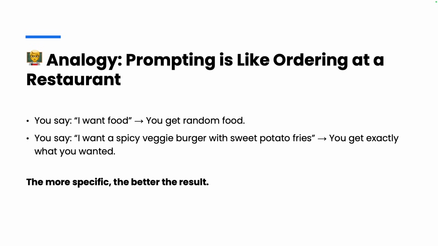So if I could use an analogy to explain prompting, it's like ordering at a restaurant. If I go and say, hey, can I have some food? I will sometimes get random food. But if you say, hey, I want a spicy veggie burger with some sweet potato fries, then you're going to get exactly what you wanted. So the more specific you can get, the better the result you're going to get.